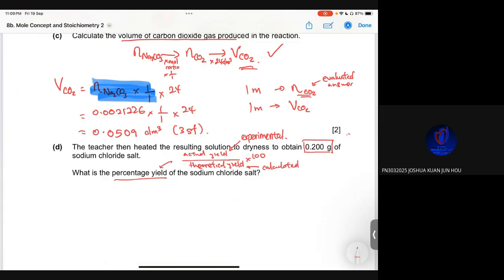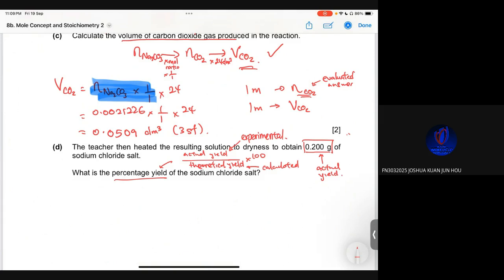So if I look at this particular question here, they say heated to dryness and I obtain 0.20 gram of sodium chloride. So this one is the actual yield because it is obtained from the experiment. Then to find the percentage, you realize, I got the actual yield.